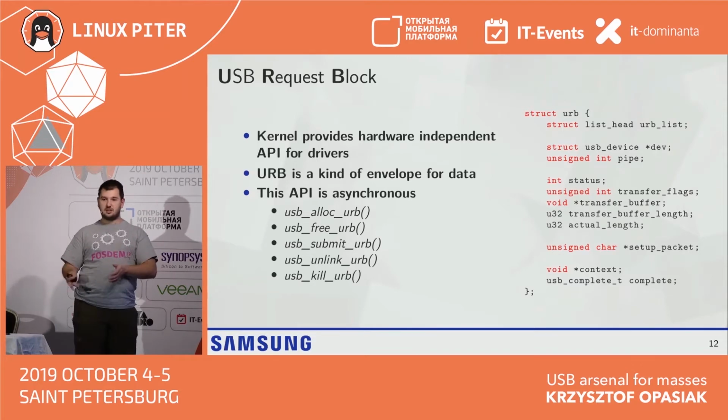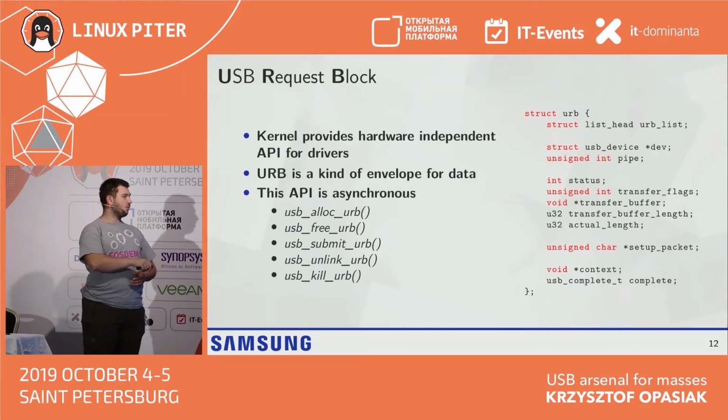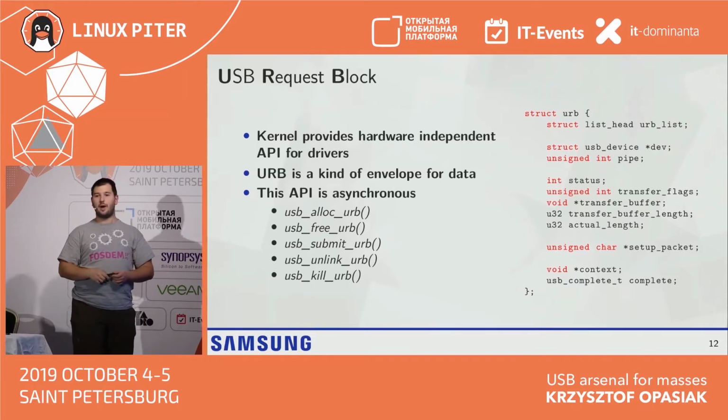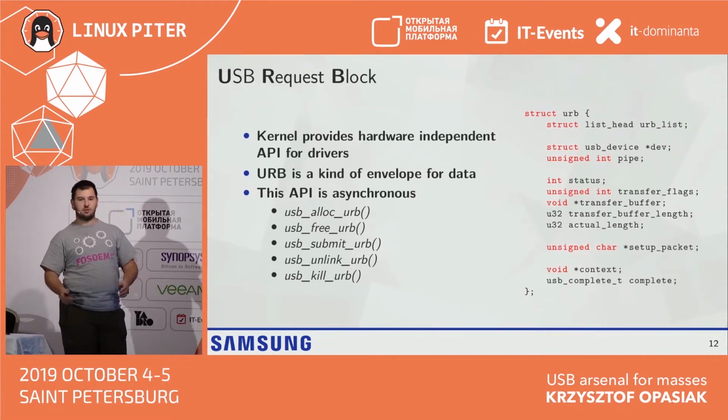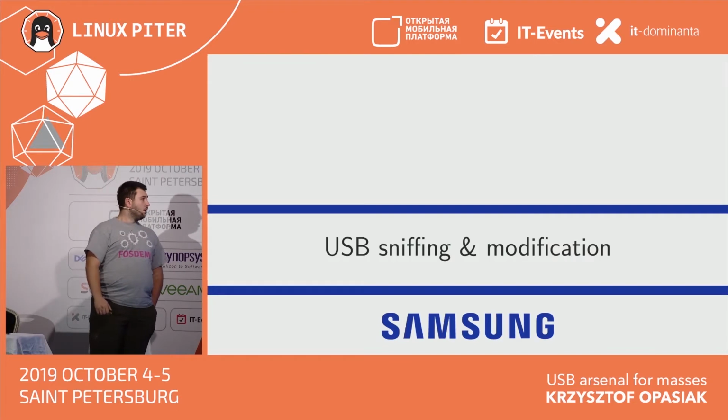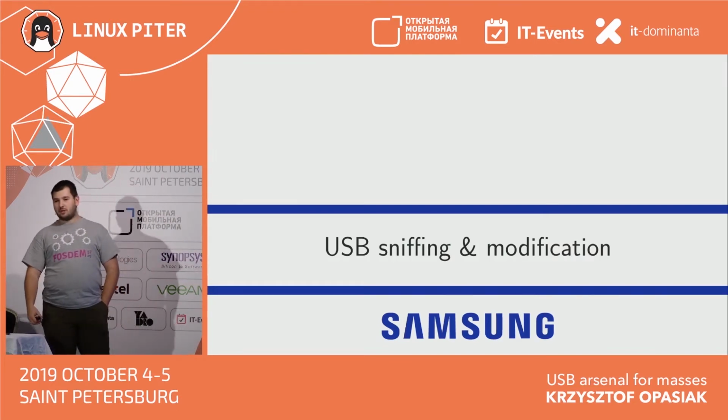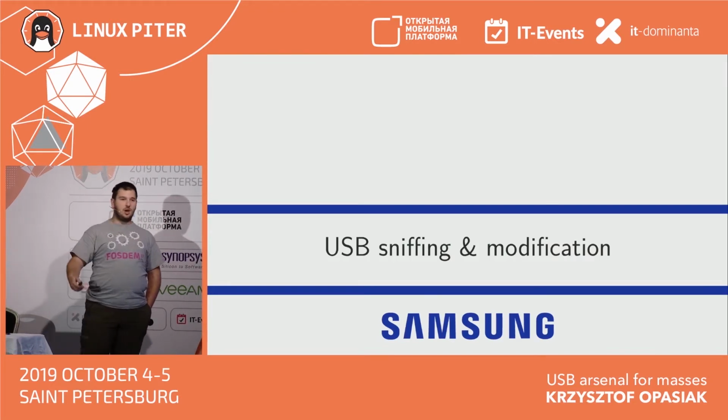Or it can succeed, or you may decide that you are no longer willing to wait for this URB to complete, so just kill the URB, and that's all, you're fine. So how can we sniff the traffic between a USB device and a USB host?